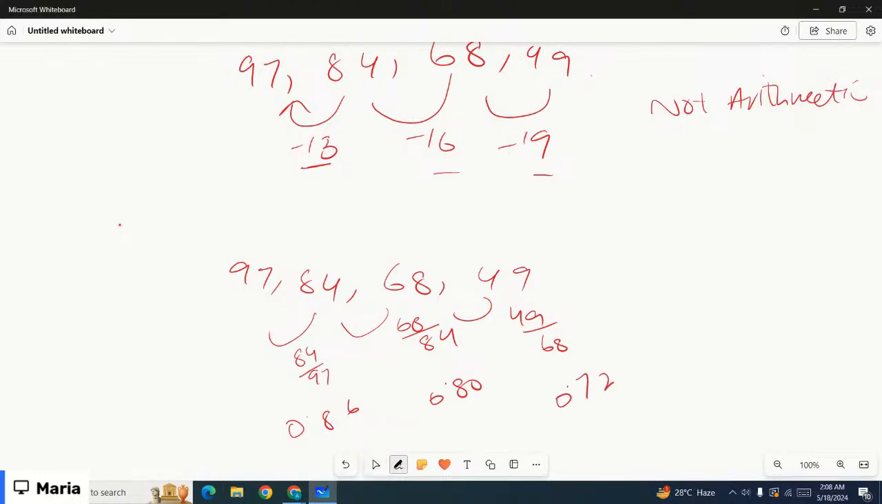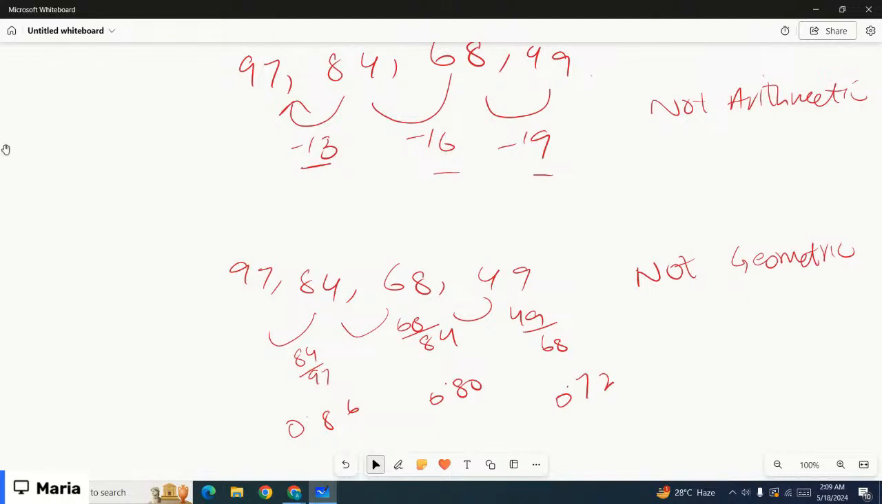No, their ratio is also not common. That means this is neither arithmetic nor geometric. So this sequence is neither arithmetic nor geometric. Got it? Also, one more thing, if they have the same common difference and the same common ratio, that means it is both an arithmetic and geometric sequence.